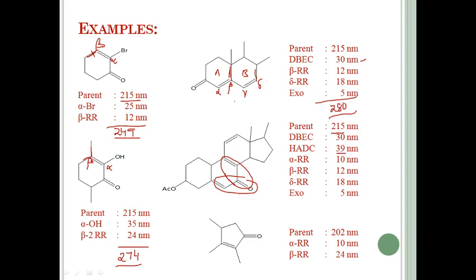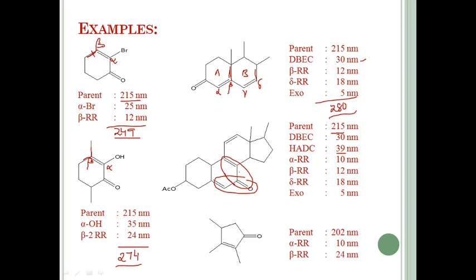In the above example also we are having a double bond extending conjugation, but here there is no homoannular diene system. So that's why we are not providing 39 there, because it is present in a heteroannular manner, but here we are having a homoannular system. So as the homoannular system is present, we have to give 39 nanometer.